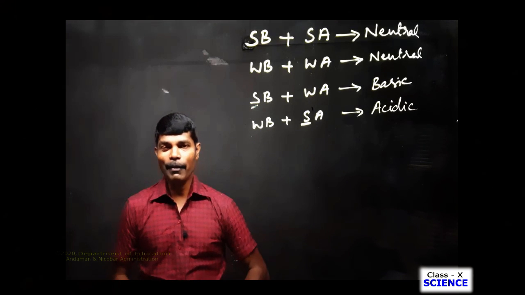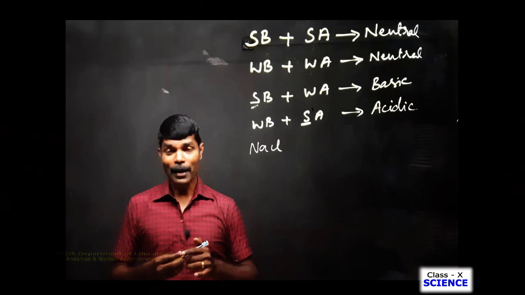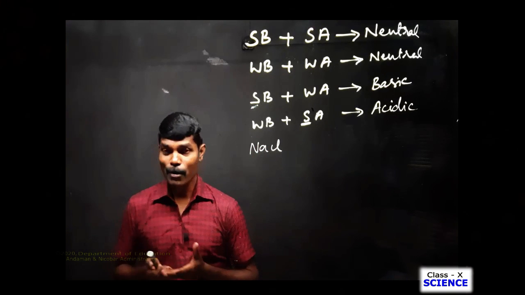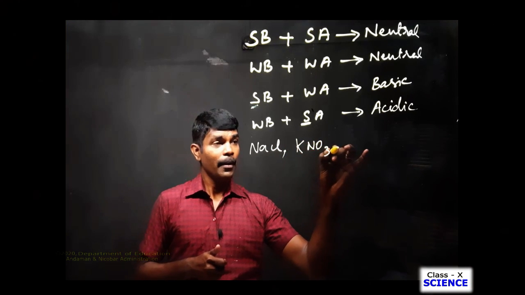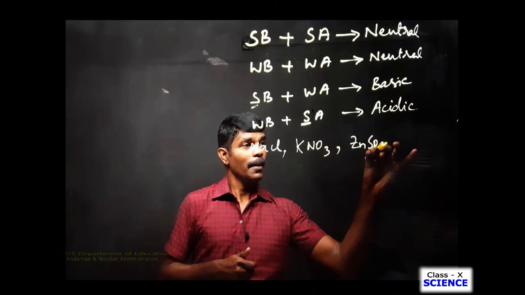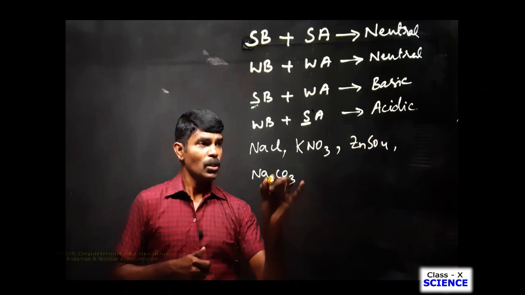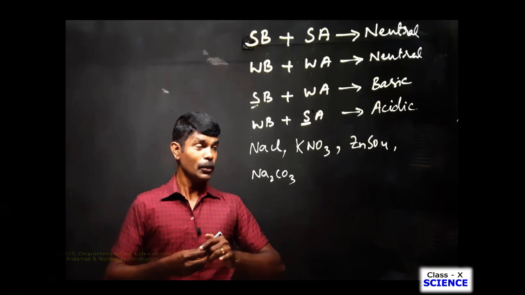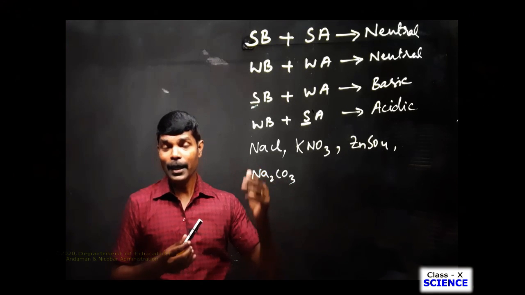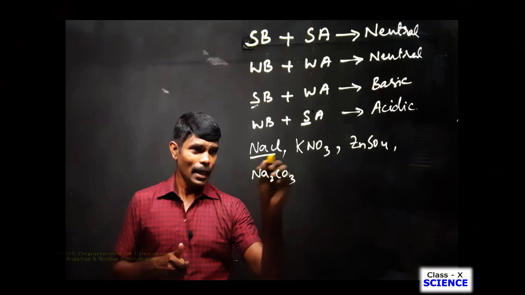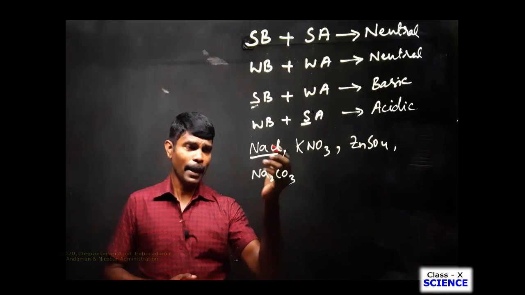Let us talk about some familiar salts. Sodium chloride is one of the salts which we find in our home; we call it common salt. Then there is potassium nitrate, zinc sulfate, and sodium carbonate, Na2CO3. All these are examples of salts. Now we don't know the nature of these salts, whether they are neutral, acidic or basic. Let us find out. First we will see sodium chloride. For sodium chloride, we should find the parent base and parent acid.